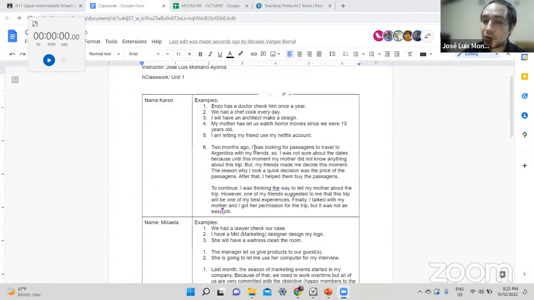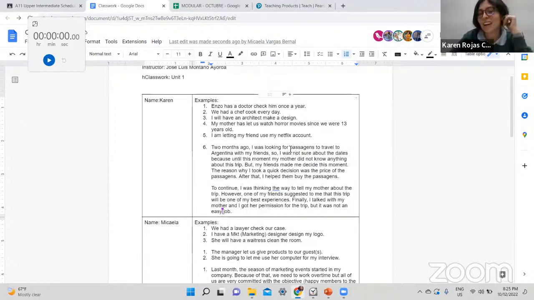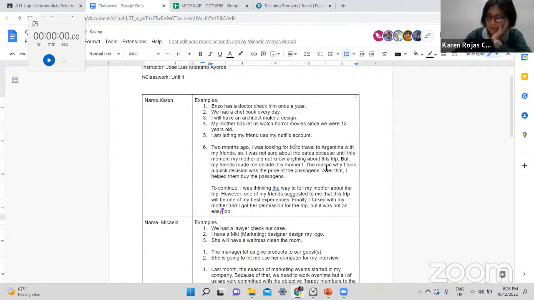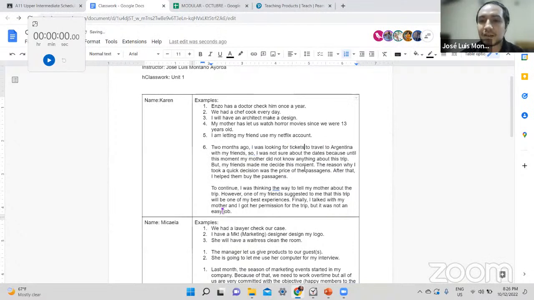So 2 months ago, comma, I was looking for tickets. You have this one, and I want to verify in which way you are using this word, Karen? It's the ticket to travel in a plane. I don't know how to say it. Yes, just that one. Actually, it's better if you say just tickets to travel. Okay, tickets. So I'm going to change that one.